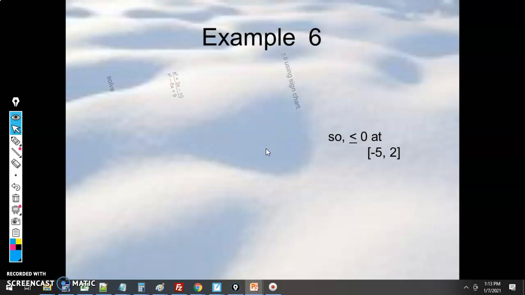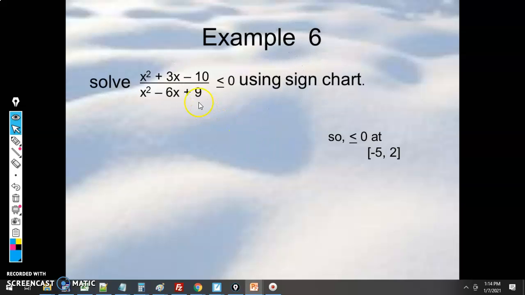Something similar. Once again, a rational function. We want to see where it's less than or equal to 0. This time we have it all as one fraction. However, it's not factored, so we have to factor it first. So the top, we want to get plus 3. We have minus signs, so that means our signs are different.